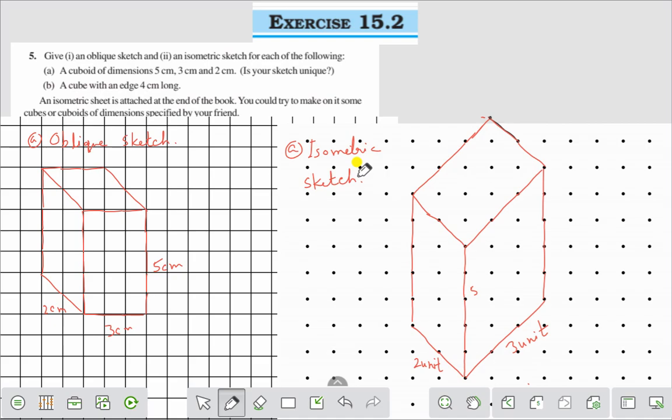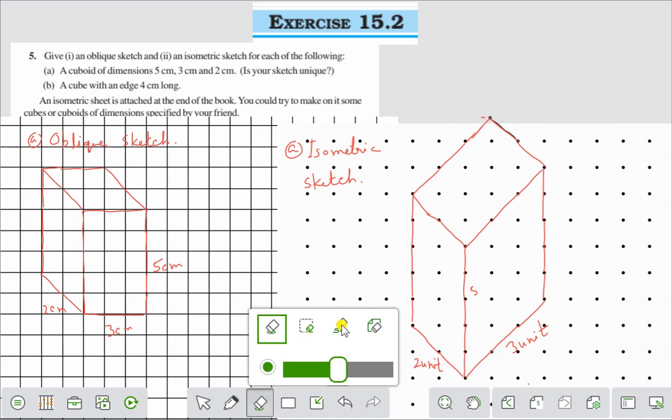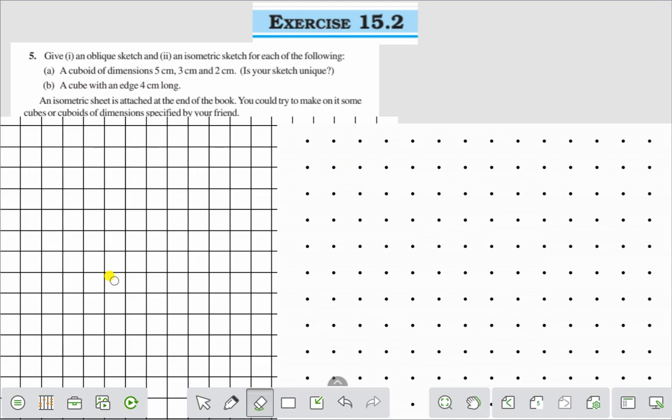I will solve question number B. Question number B is a cube with an edge of 4 cm long. Let us now draw the cube. A cube with an edge of 4 cm long, let us write that. Take 4 cm from here, that is 1 2 3 and 4.